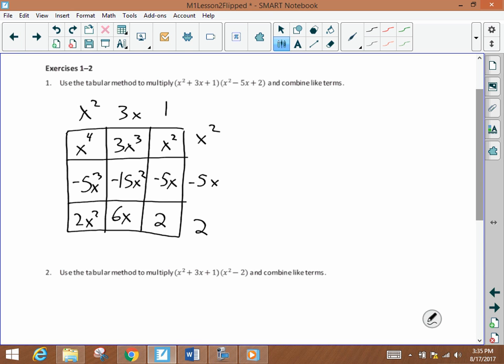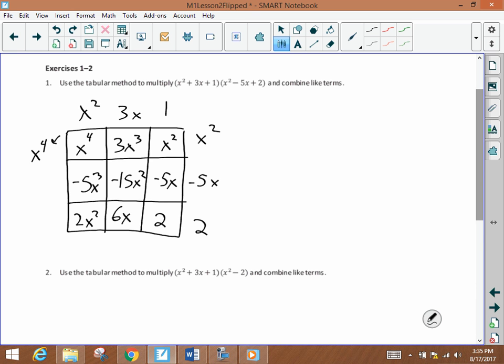All right, so now that I filled in my box, I'm going to have some answers come out. The way that I'm getting these answers is I am adding diagonally up and to the right. Okay? So there's nothing up and to the right of x to the 4th, so I'm going to just drop that out. And it's going to come out of my box.